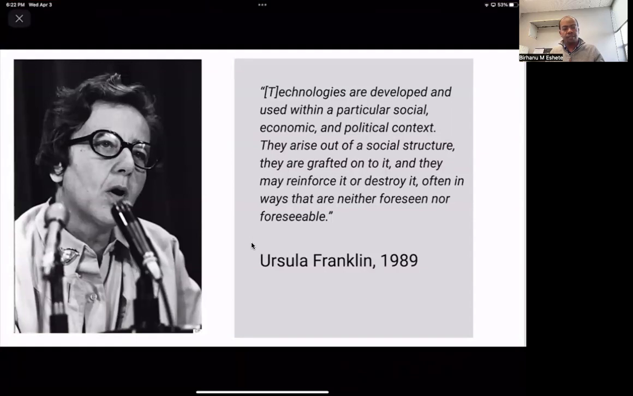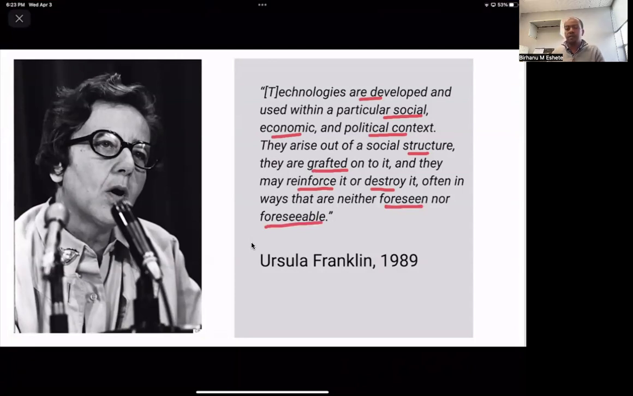Ursula Franklin actually articulated this idea some 30 years ago. What she said is technologies are developed in and used with a particular social, economic, and political context. They arise out of a social structure. They're grafted onto it. They may reinforce it or destroy it, often in ways that are neither obvious nor foreseen nor foreseeable. So this is a very powerful articulation.